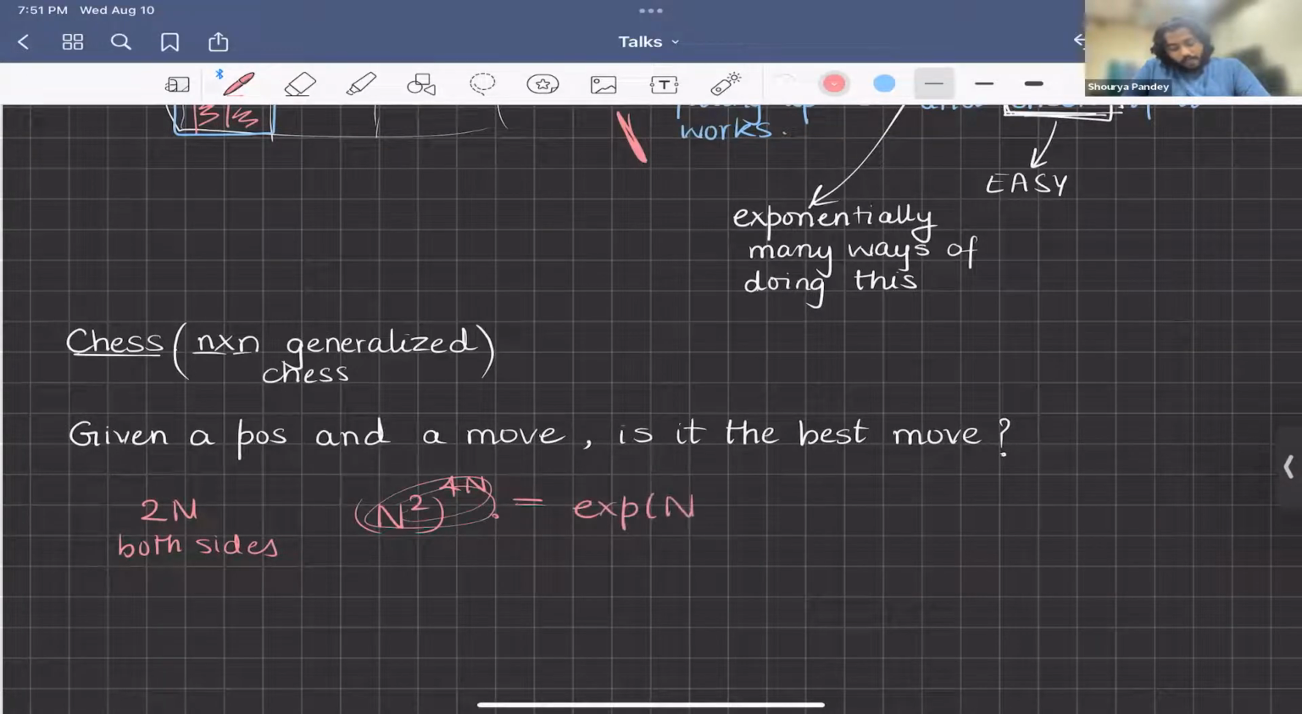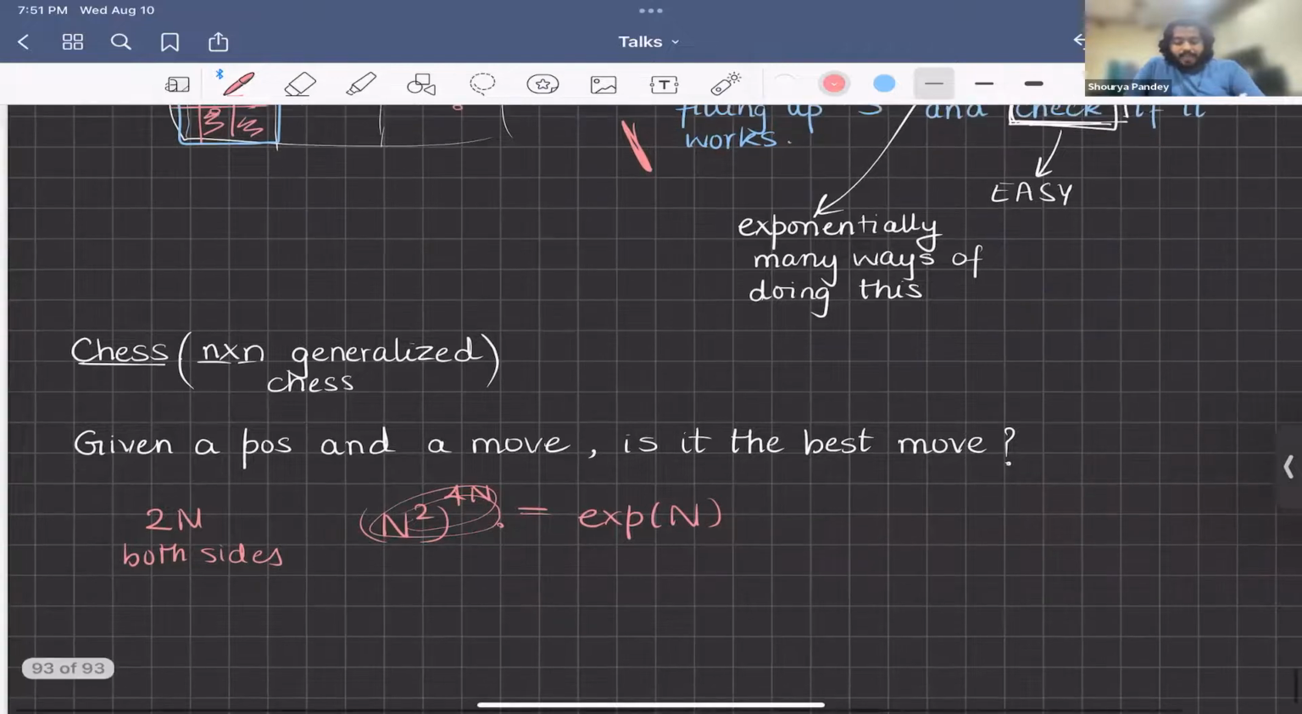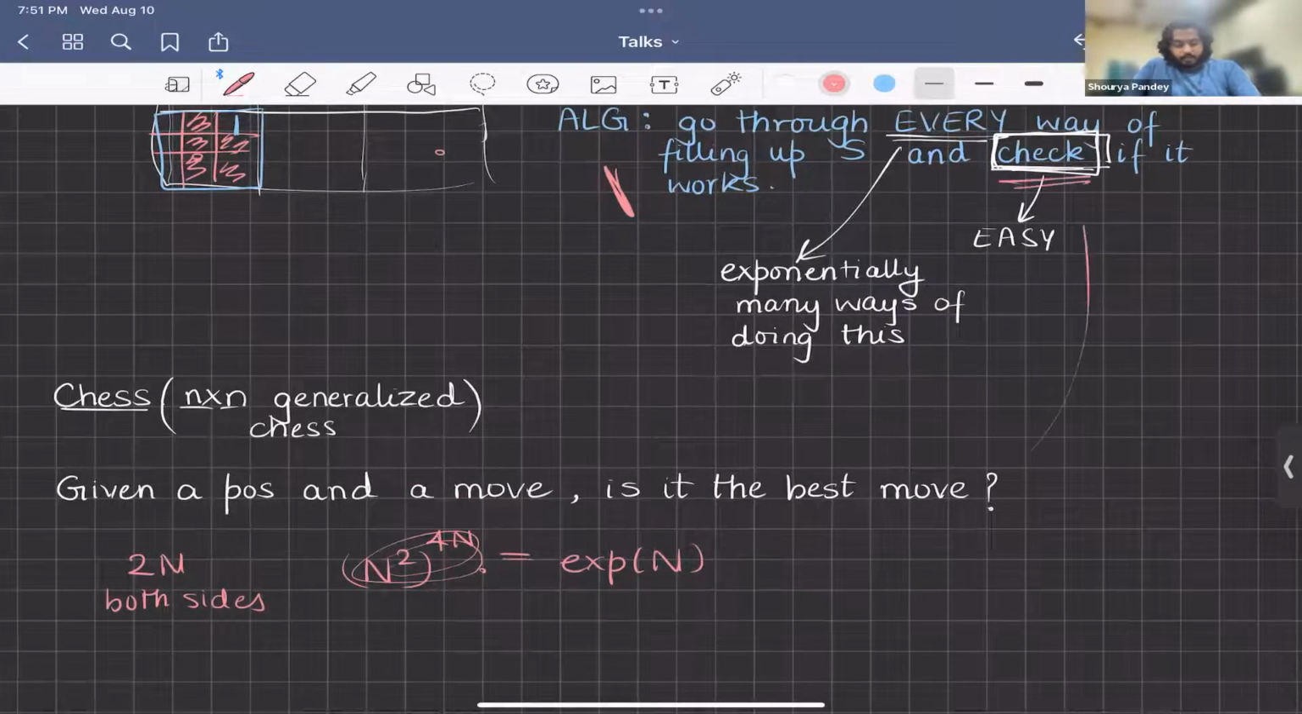So no matter what, this thing will be an exponential function, right? This is exponential, and now if we apply the threefold repetition rule, we cannot enter a configuration more than 3 times. So it is exponential in n. But where is this aspect of checking here?